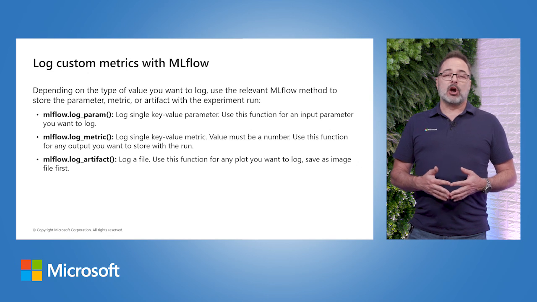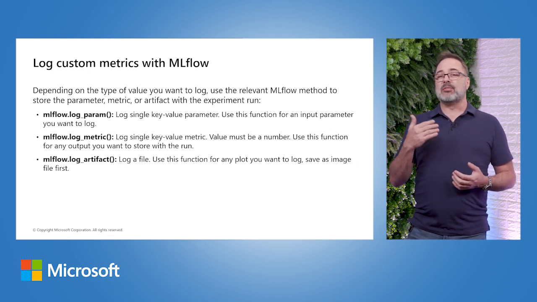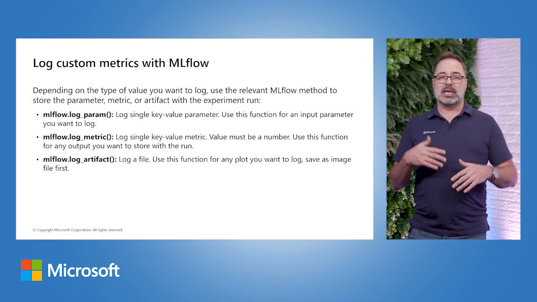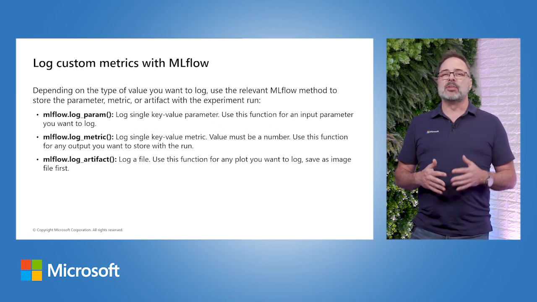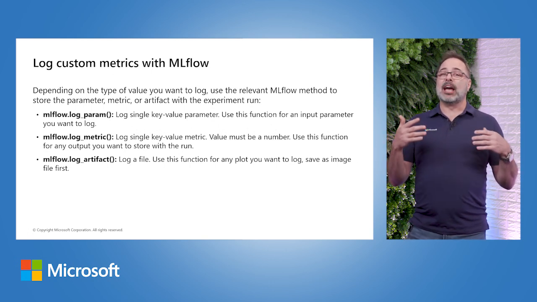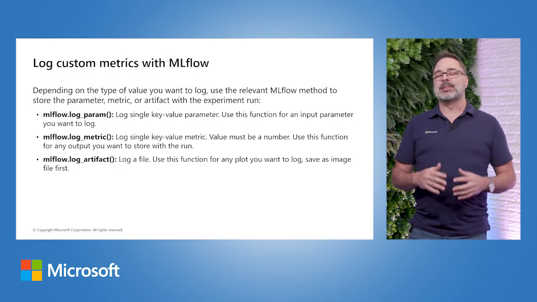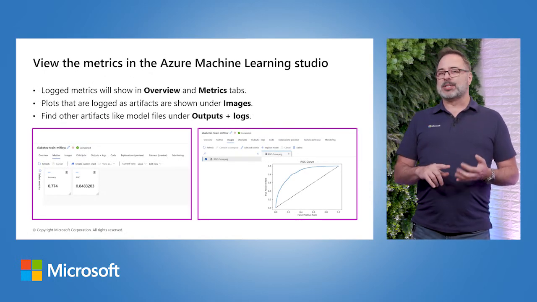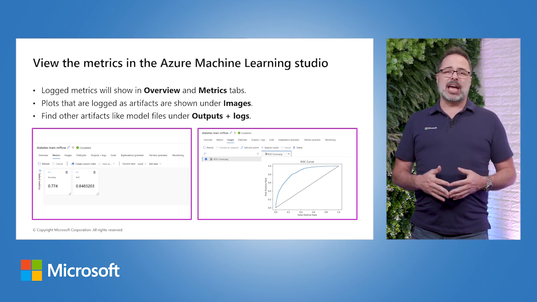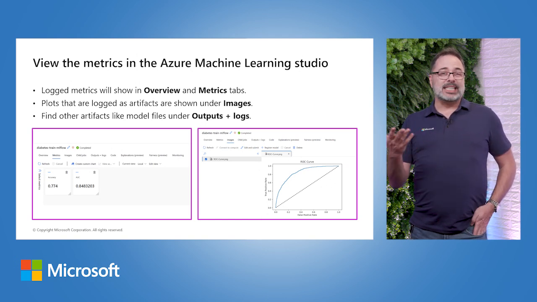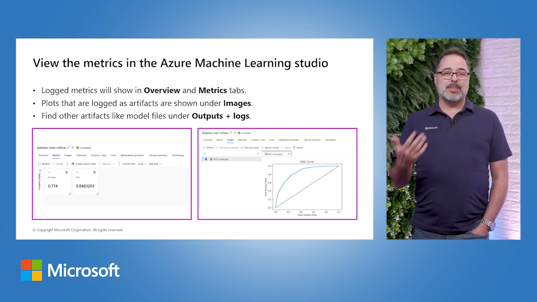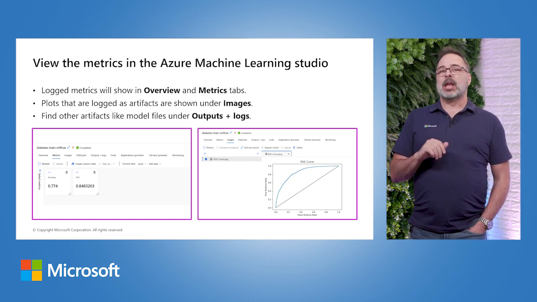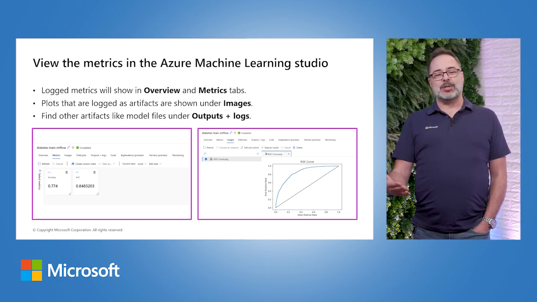The last one is log artifact. This one is used to log a file and is typically used to record things like plots as image files. So for example, if you wanted to record something like the area under the curve plot as an image, you can do that with this method. Once we run our script and record things like metrics and plots, we can see the results in the Azure Machine Learning Studio interface under the details of the experiment run, where we can see the logged parameters under the Details tab, we can see the logged metrics under the Metrics tab, and we can find any of the logged artifacts under the Images tab.